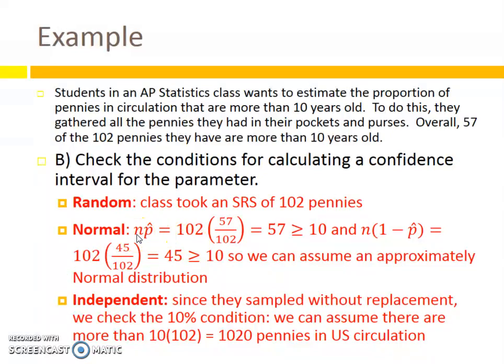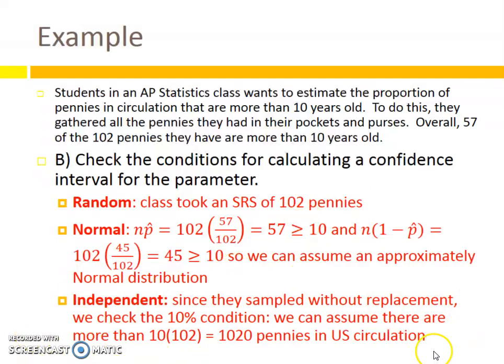We have to literally show the math for normal. So n was my sample size, 102. p hat is the proportion that our pennies are more than 10 years old, I should say. 57 over 102, so n times p hat obviously gives you 57. That's bigger than or equal to 10. Figure out n times 1 minus p hat, gives us 45. Both of those are greater than or equal to 10, so we can assume an approximately normal distribution. Check.